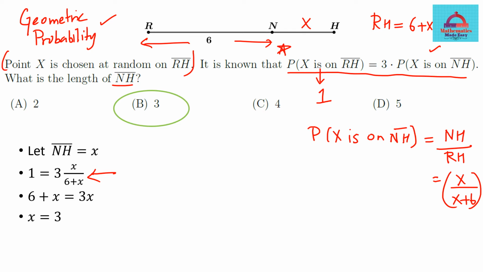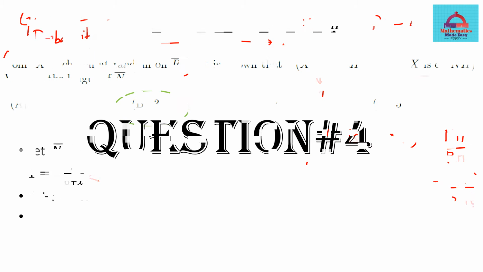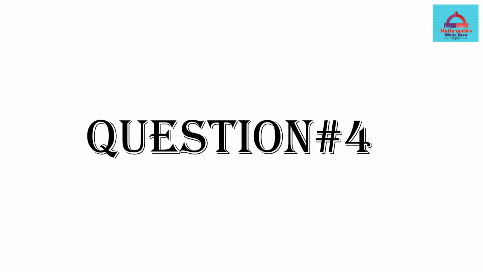I hope this is clear. And what concept have we used here? Geometric probability. So this is the formula that we've used for geometric probability, where you take the probability as the ratio of the length of sides. Let's move to the next question now, question number 4. So first I would want you to read the question.